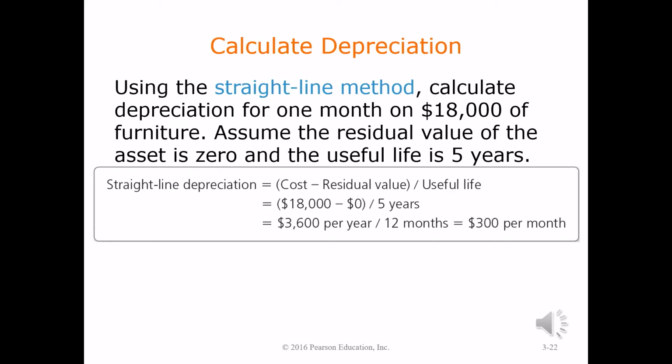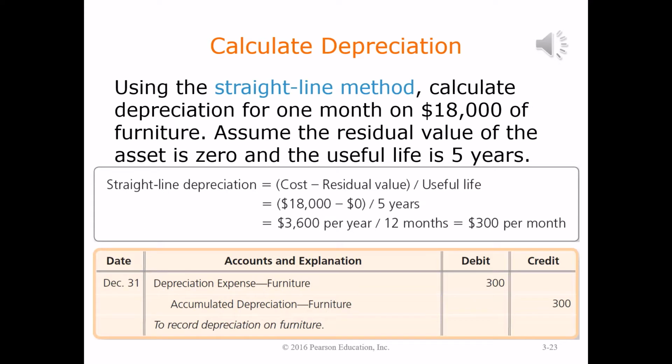To calculate depreciation, we would take the original value of $18,000 and subtract any residual value, which in this case is 0, and divide that amount by 5 years. We'll get an annual amount when we do that of $3,600 per year, but we need to also know our monthly depreciation so that we can post this monthly. We divide that number by 12 and get $300 per month.